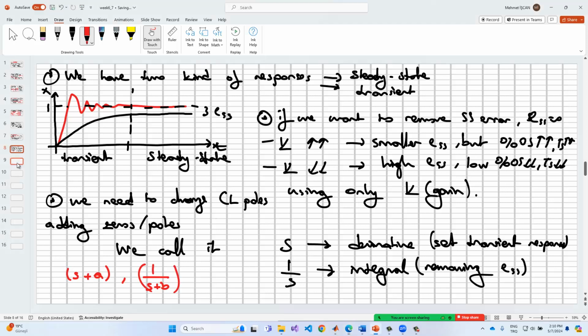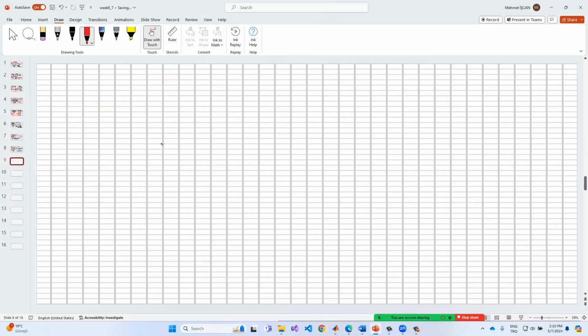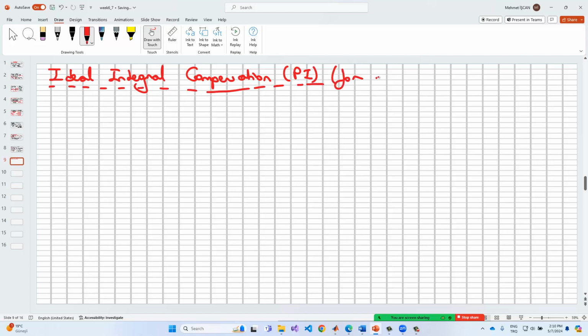And so here it comes to another topic about the what? The ideal integral compensation design. This is called the PI controller. Proportional integral control. Okay, and so it is mainly utilized for what? For ESS, steady state error. Okay, but how can we prove that?